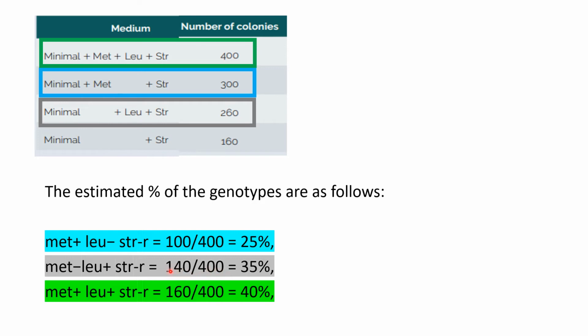and you have to remove the extra ones, the ones that are the minimal, and for this reason it will be 140 divided by 400, that is 35%. And finally, the one that doesn't have leucine will be only 25%. Again, the whole will be 400, and here it will be the quantity of only those colonies.